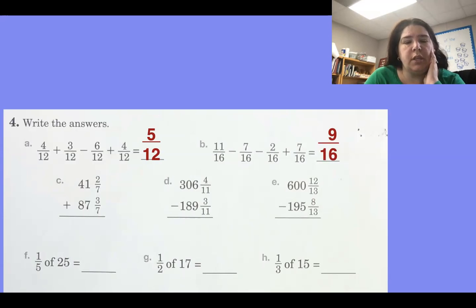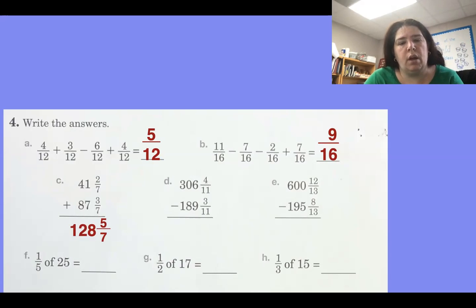Letter C, the first thing you do is the fraction. 2 sevenths plus 3 sevenths equals 5 sevenths. And 41 plus 87 equals, good, 128. So 128 and 5 sevenths. Very good. How about the next one? 4 elevenths minus 3 elevenths equals 1 eleventh, and 306 minus 189.